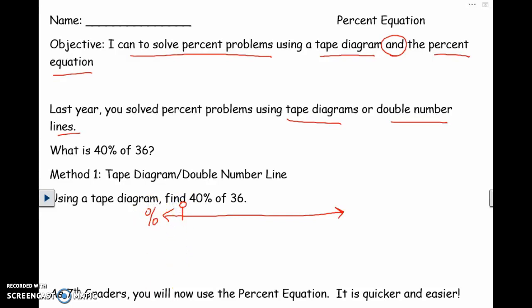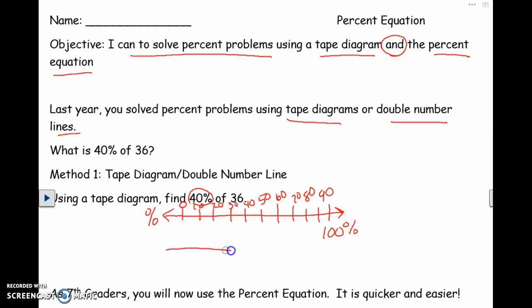Don't forget, you need to do this with me. This is 100% here. I should have put it up above, but I didn't. And let's just say, because we're working with 40%, I'll just go by tens. 10, 20, do this with me, 30, 40, 50, 60, 70, 80, 90, and then there's 100%.